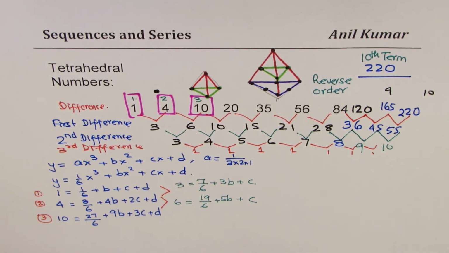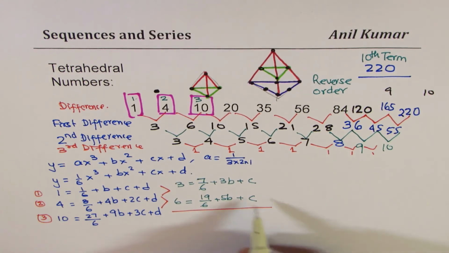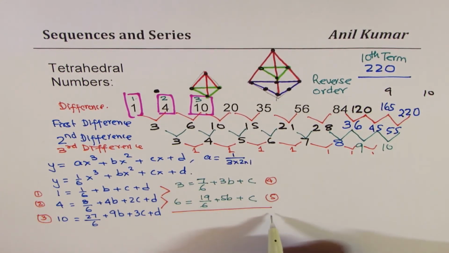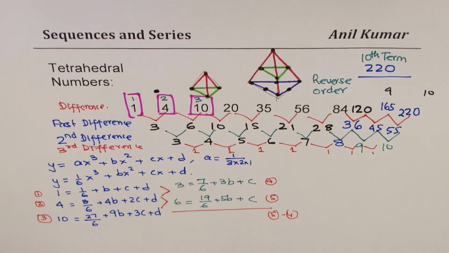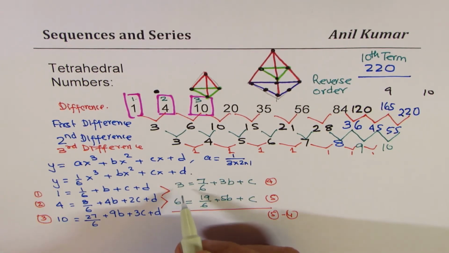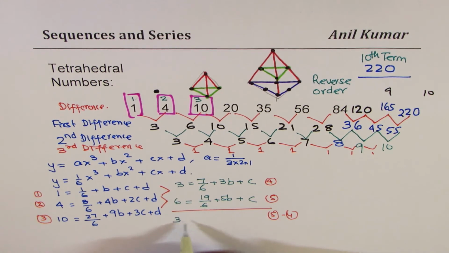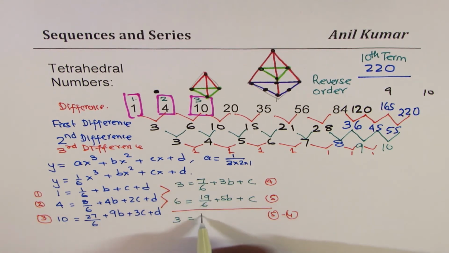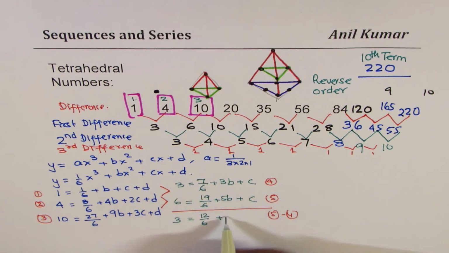Now if I subtract one from the other, we'll call these our equations number 4 and 5. And now I'm doing 5 minus 4 to get the next equation. So 6 minus 3 is 3. Now these fractions, I kept them with 6 in the denominator. 19 minus 7 is 12, so we get 12 over 6. Plus 5b minus 3b is 2b. c minus c is 0.